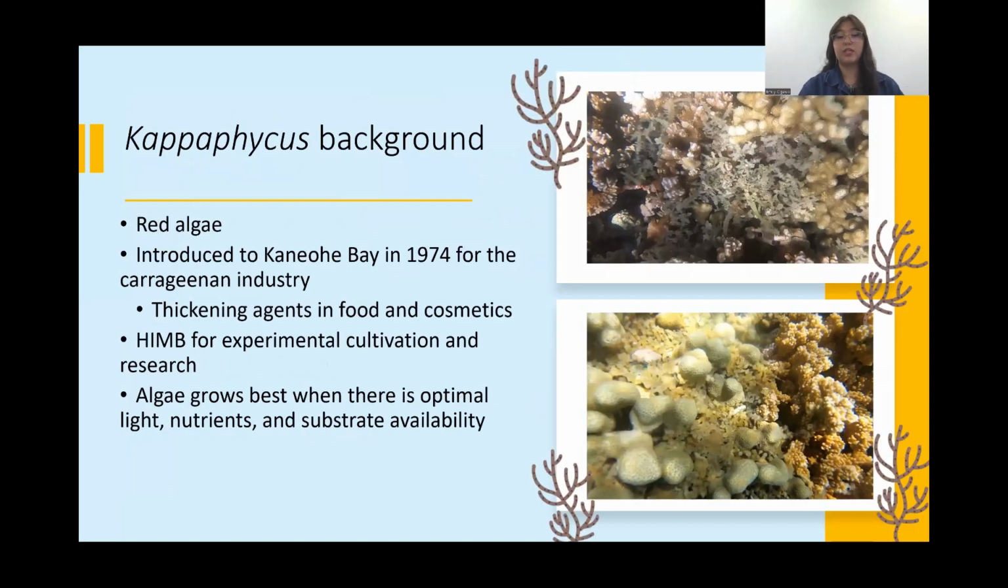Kappaphycus is a red algae and it was introduced to Kaneohe Bay in 1974 for the carrageenan industry, and it was used as a thickening agent in food and other cosmetic products. It was done by the Hawaii Institute of Marine Biology for experimental cultivation and research. And algae really like to grow best when there are optimal light, nutrient, and substrate availability conditions.